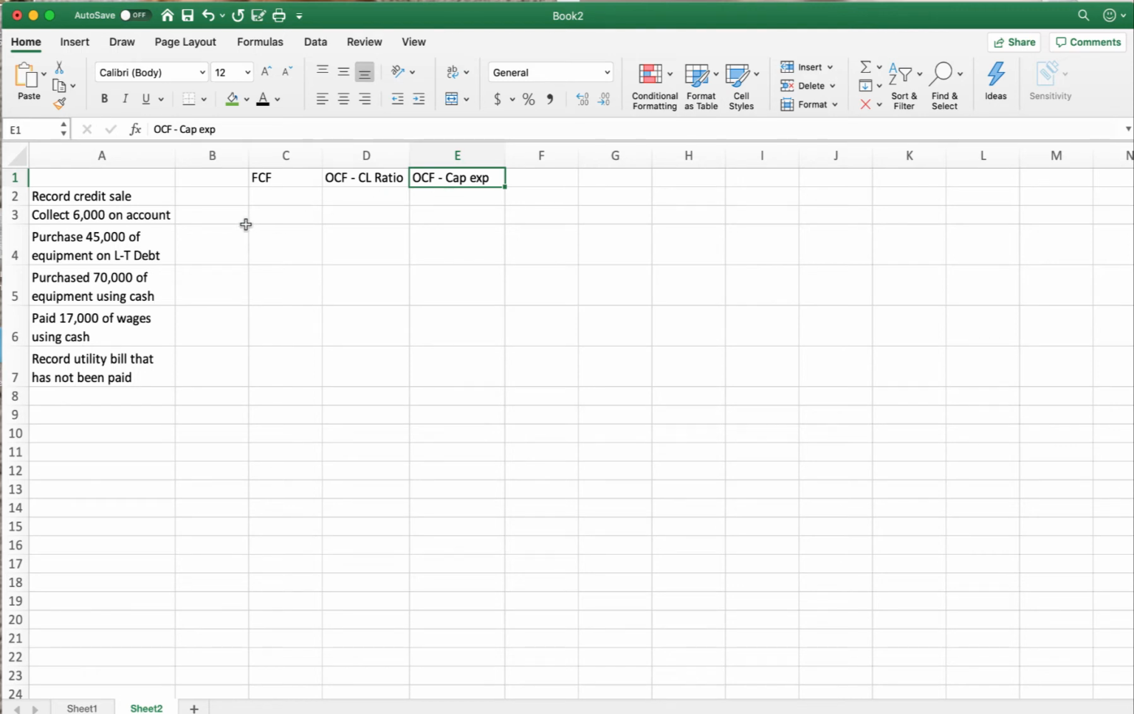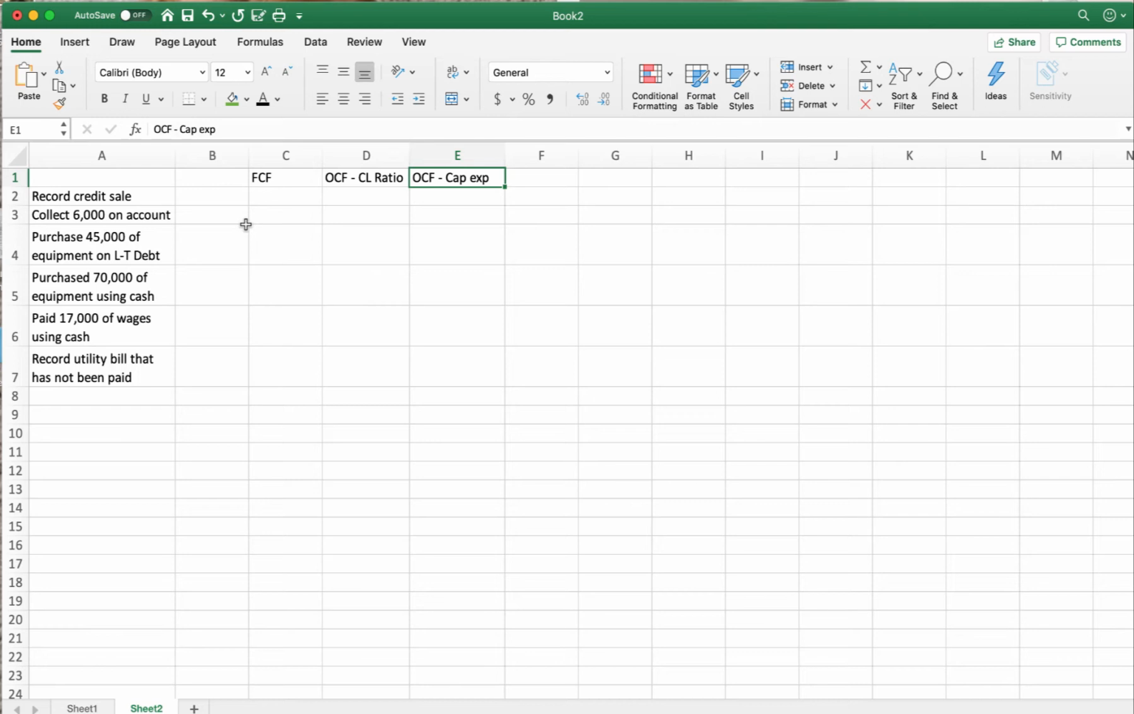Okay? So what we need to think about is how each of these transactions really impacts cash, and how do we calculate free cash flow? How do we calculate the operating cash flow to CL and to capital expenditure ratios? Does any of these transactions impact any of that?